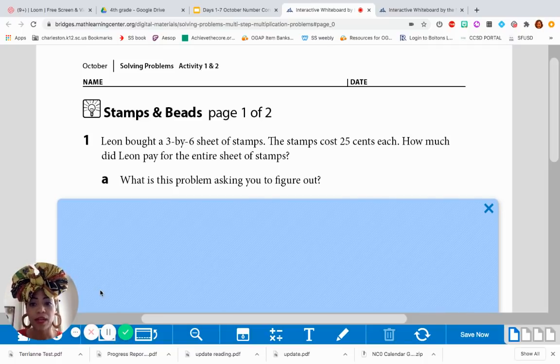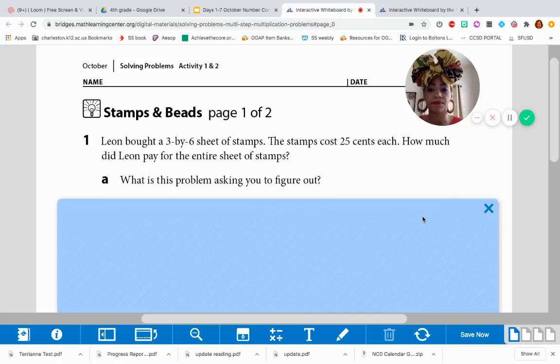So, Leon bought a 3x6 sheet of stamps. The stamps cost 25 cents each. How much did Leon pay for the entire sheet of stamps? So, what is this problem asking us to figure out? I'm going to move myself up here for today. Okay, so what is this problem asking us to figure out? Who can share some thinking with me? Okay, so we got to figure out how much the stamps cost. You're right. Is there anything else anybody else wants to add on to that?